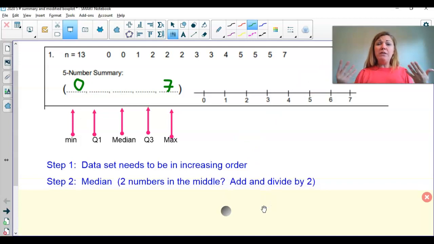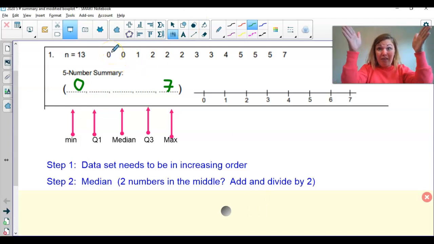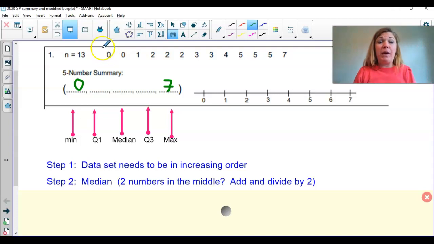Step 2, we need to find the median of the numbers, okay? So what does that mean? We're going to start crossing off the outsides and going in to find that middle number, okay? So I'm going to cross off this number, first and last, and then we just keep going. And there we go. We have a middle number.